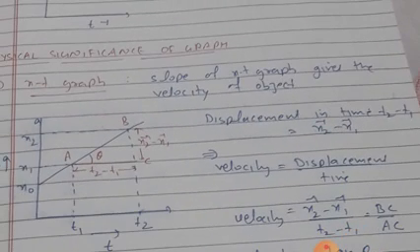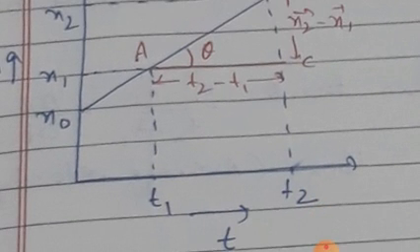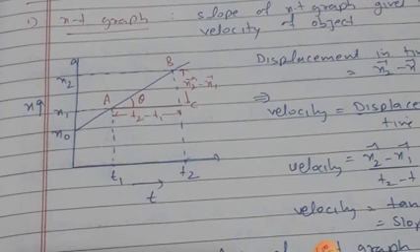See here, I had drawn a displacement time graph, and since it is a straight line graph, it represents uniform motion. And you can notice that it does not start from the origin, it starts from x naught. It means we can say that when time t is equal to 0, the object has displacement x naught.